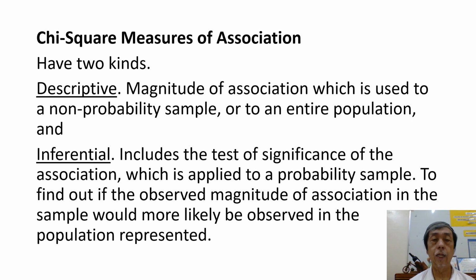The inferential kind includes the test of significance of the association, which is applied to a probability sample. That is to find out if the observed magnitude of association in the sample would more likely be observed in the population represented, or if the statistic, the data from the sample, could be used to describe an entire population.